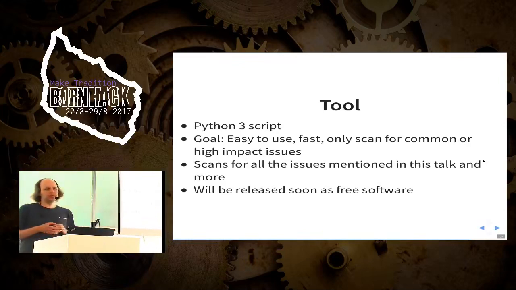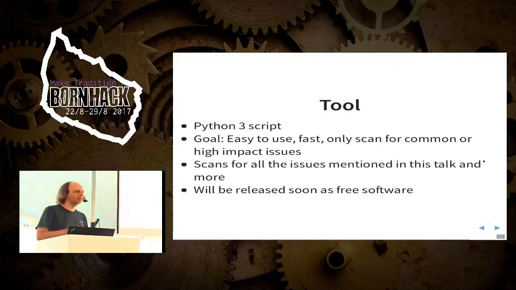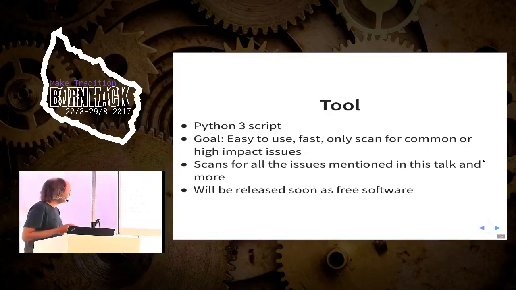And I also only want to scan for issues where I really know that they happen in the wild, because there are other tools that scan for a lot of things which are completely hypothetical and which have never been seen in the wild, and then it takes really long and you don't get any interesting output. So I want to scan for things where I know they really happen and that have a very high impact. It scans for all the issues I mentioned in the talk and a couple more, and I will soon release it, and of course under a free license.